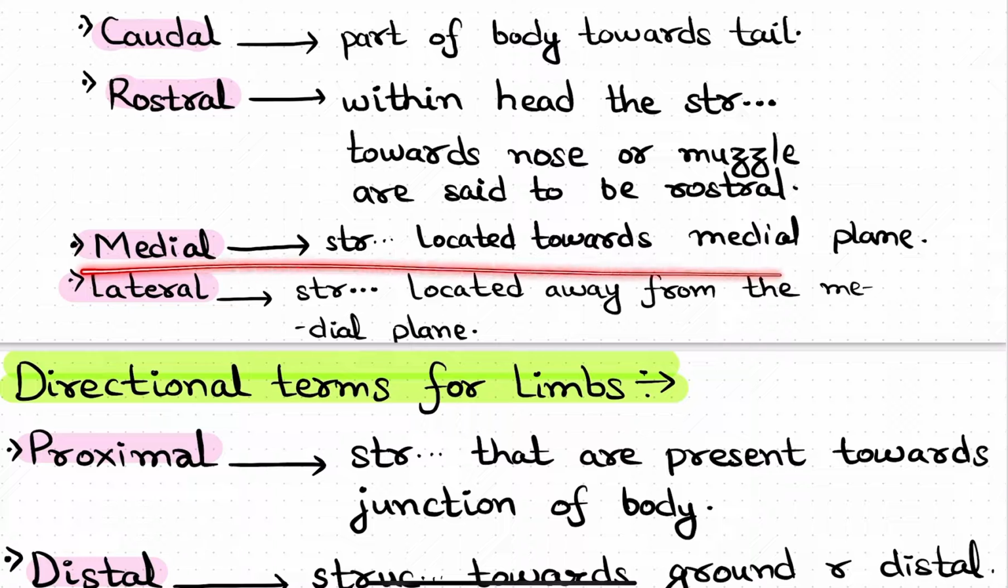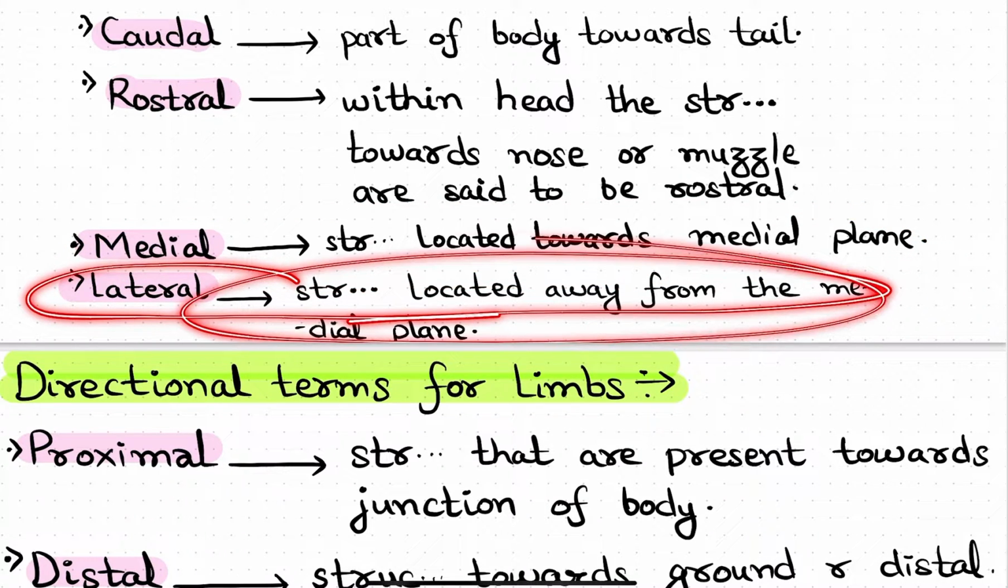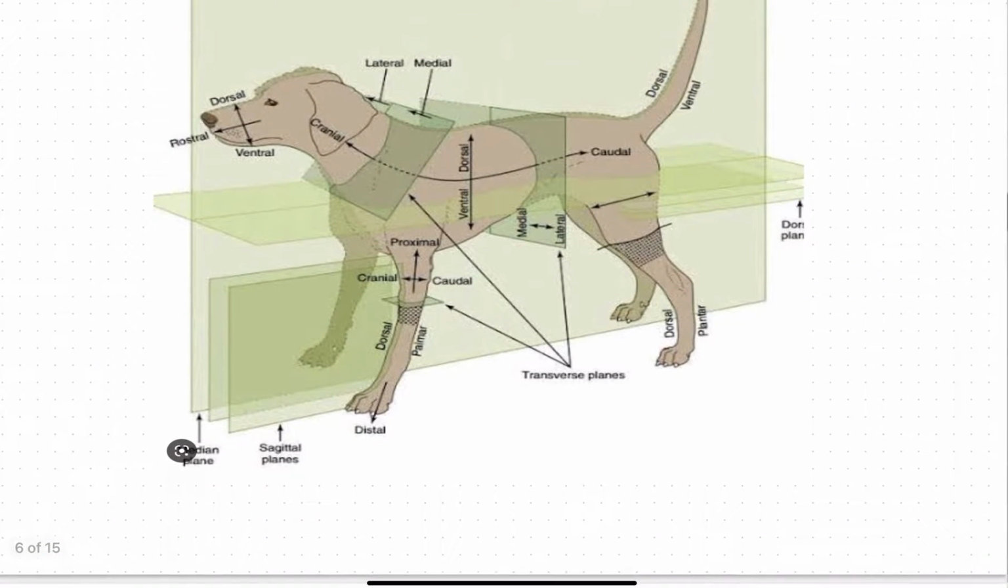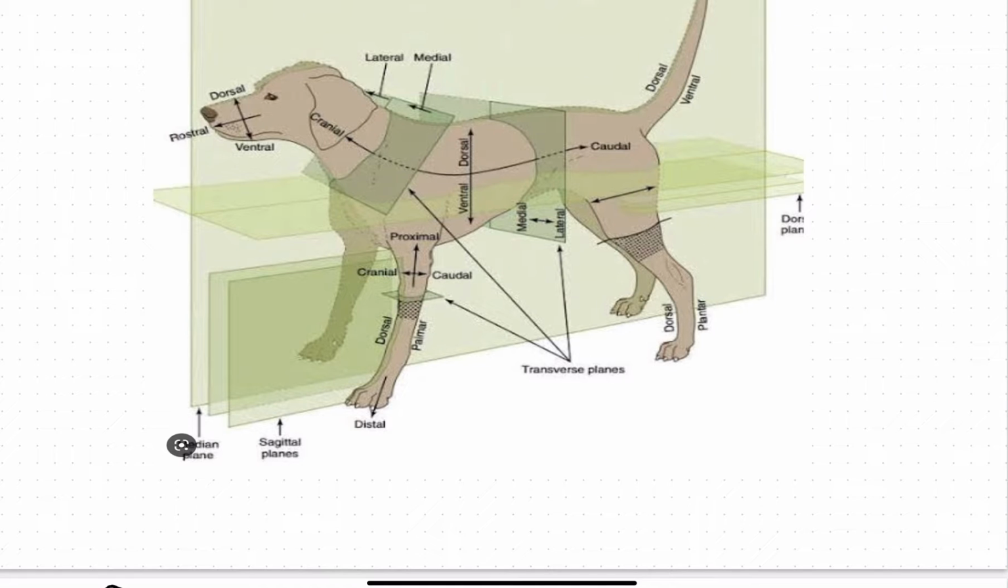Now we have medial: a structure located towards the medial plane. Lateral: structures located away from the medial plane are known as lateral. I didn't show this in the diagram, but now I will clear it.